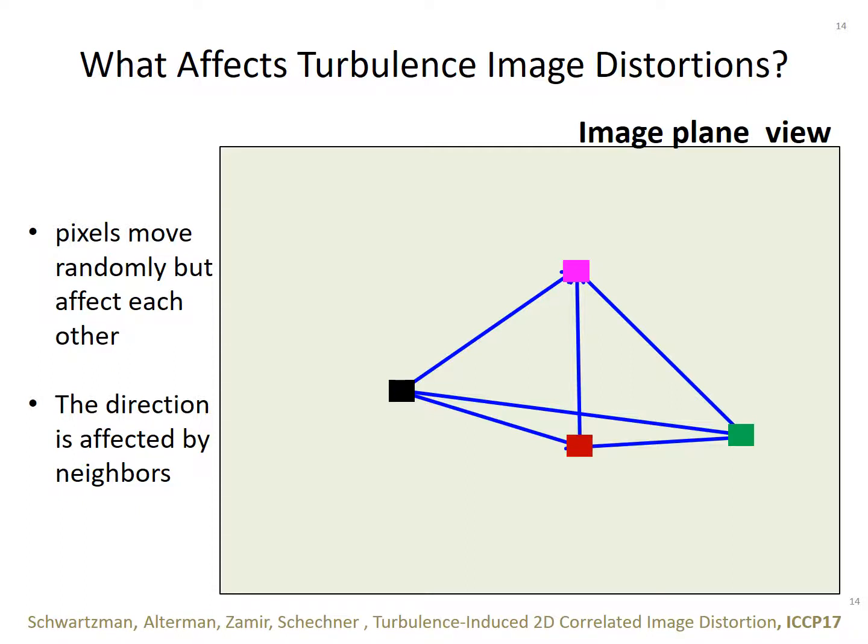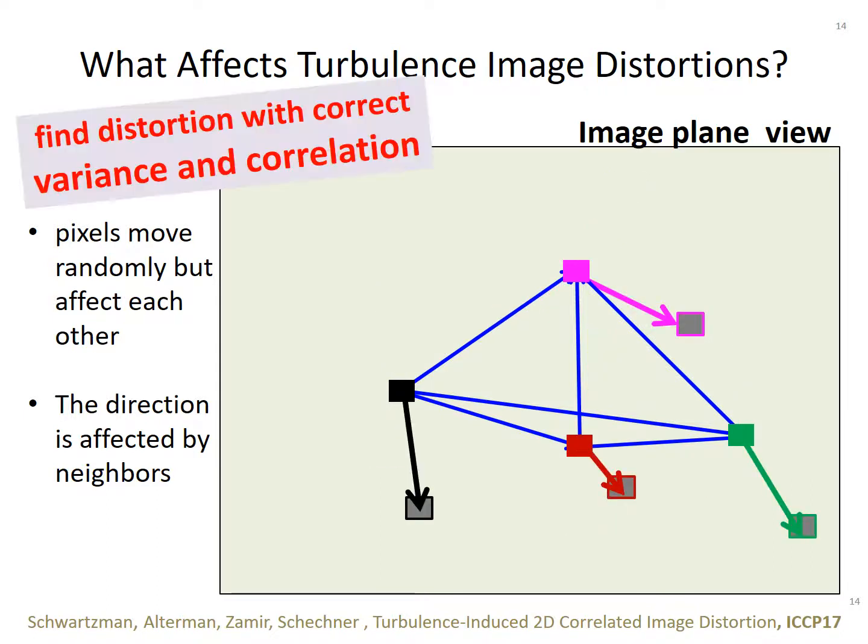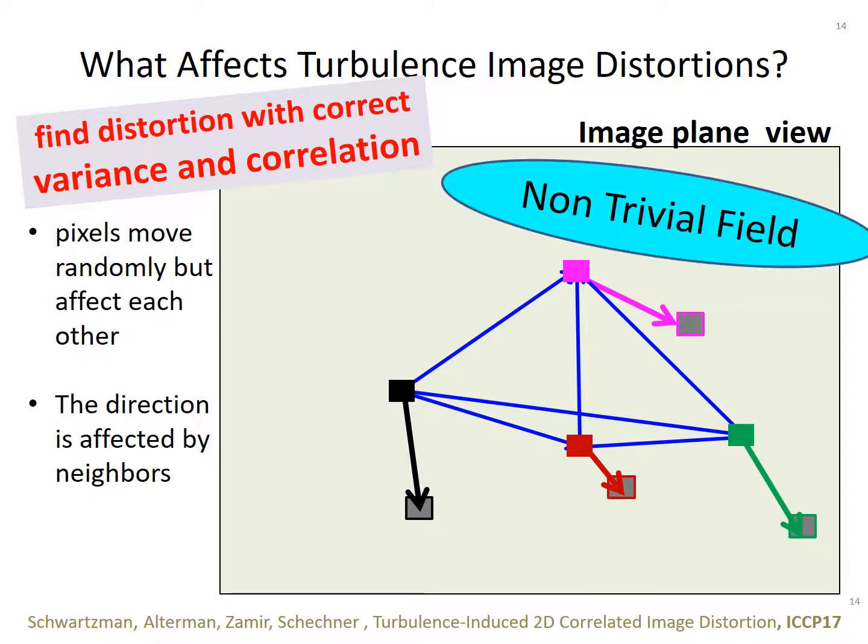In reality, we have multiple object points and thus a non-trivial correlation between multiple pixels. Our goal is to find a distortion field with physically accurate variance and correlation. Thus, we are dealing with a non-trivial field.